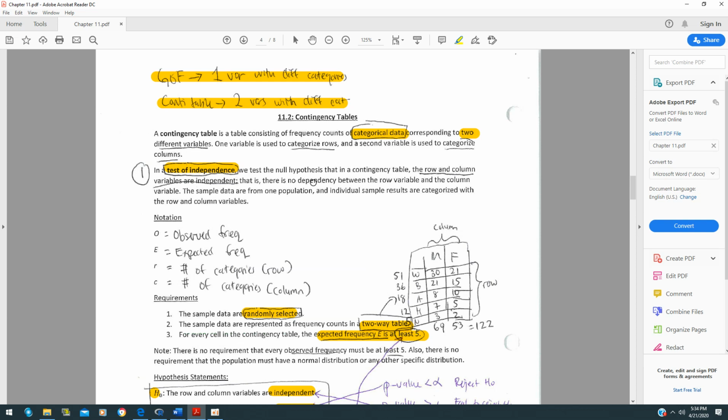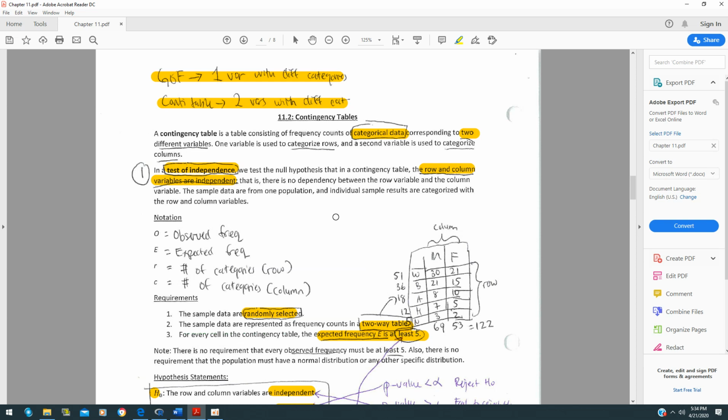So it is very obvious. The question will ask you what kind of test it is. If a question is asking you for a test of independence, that means we want to know whether your row and your column variables are independent or not.